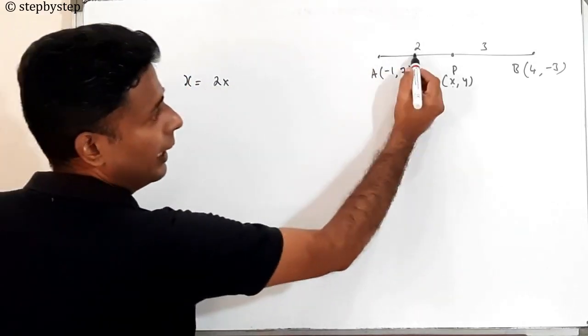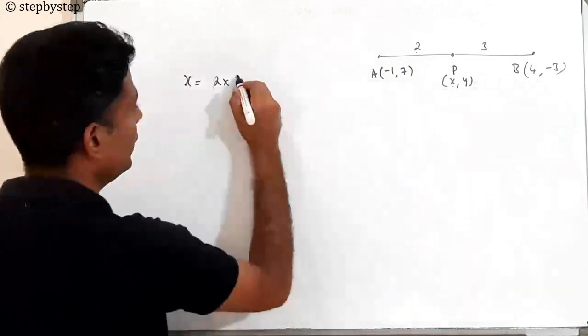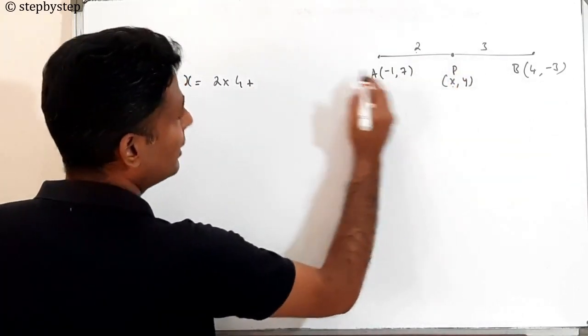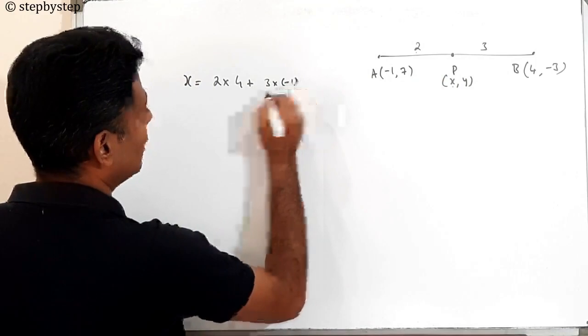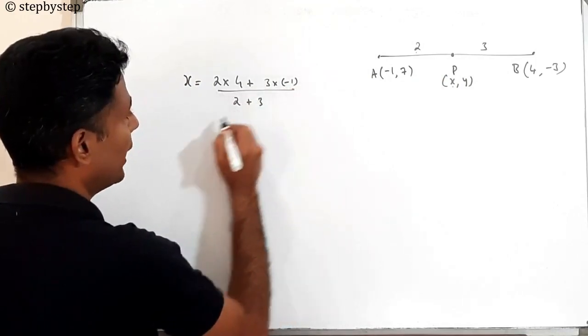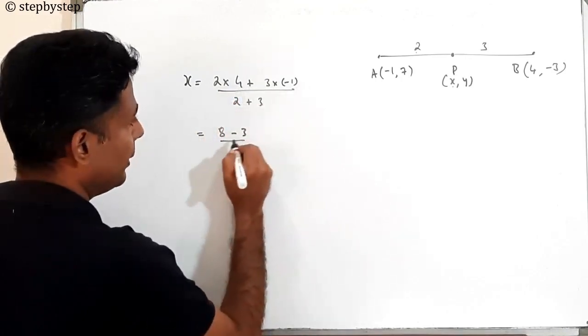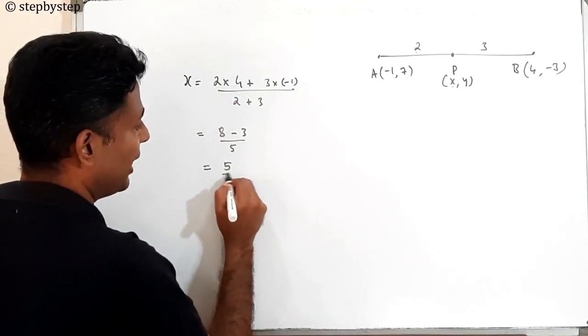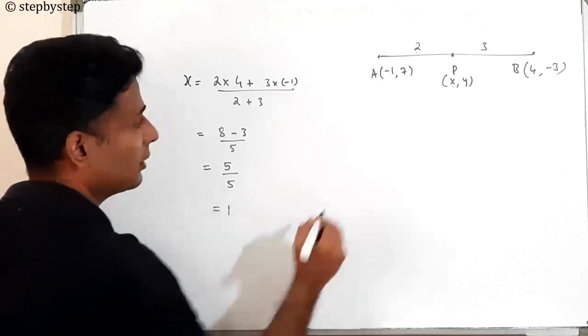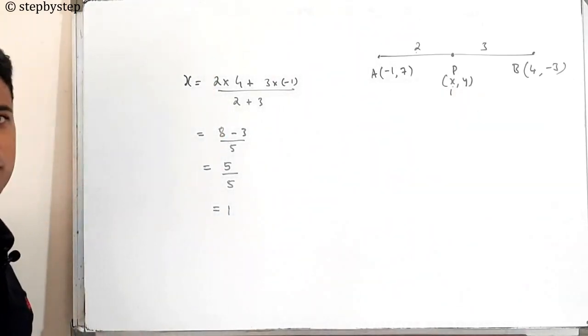x = (m x2 + n x1) / (m + n), that is 2 into 4 plus 3 into minus 1, by 2 plus 3. So 2 fours are 8, plus 3 into minus 1 is minus 3, by 5. 8 minus 3 is 5, 5 by 5 is 1. So we got the x coordinate as 1.